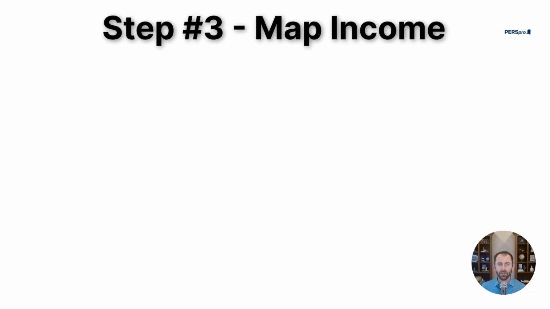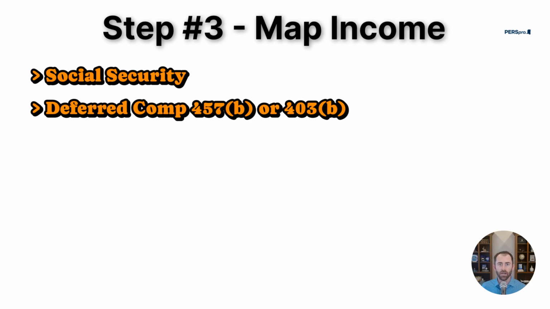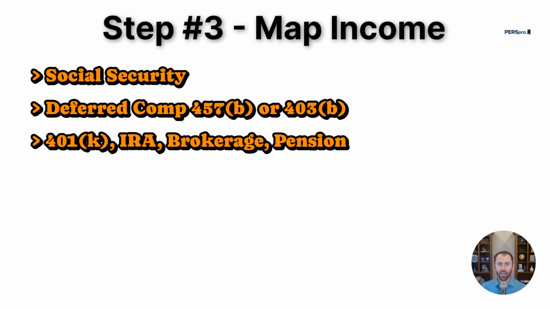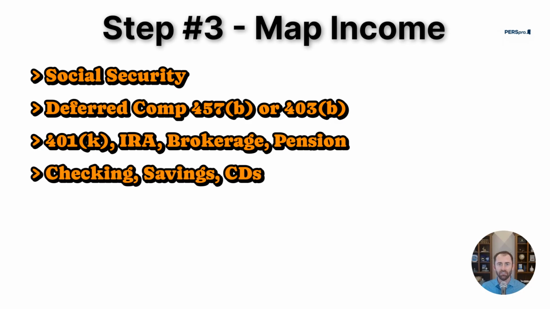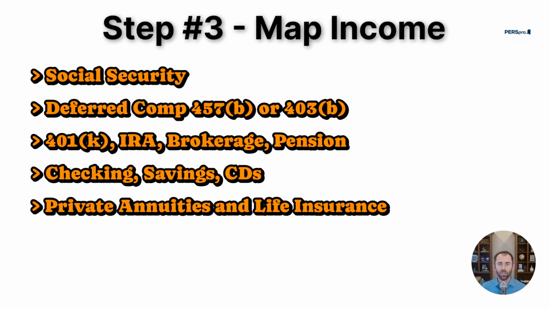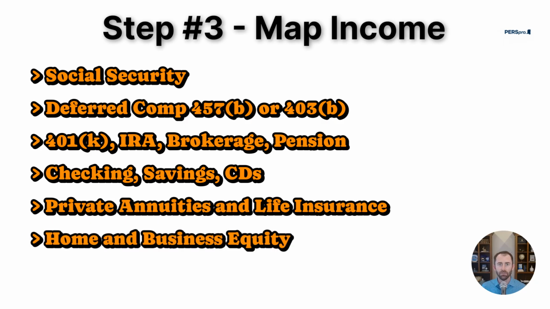Step 3 is mapping the income you have access to from all sources. Aside from PERS, you must account for Social Security, Mississippi Deferred Comp 457B or 403B plans, 401k, IRA, brokerage account, and other pension plans, checking account, savings account, and CDs, annuities and life insurance, and income that can be generated from renting or selling a house or business.